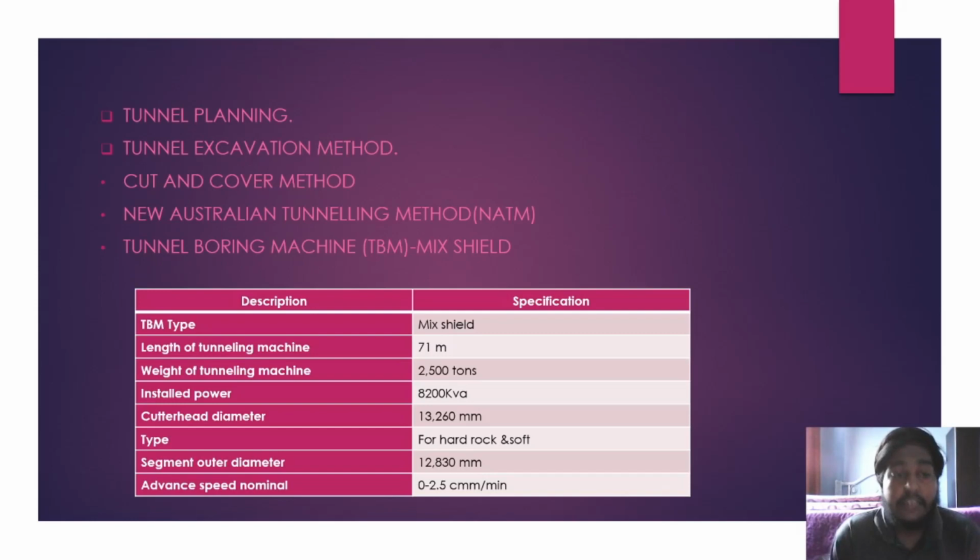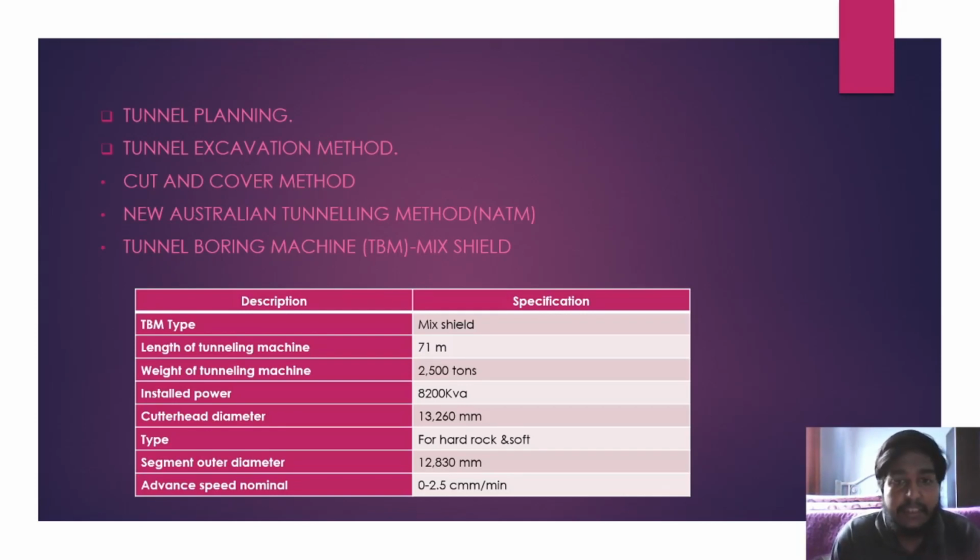For the tunneling, this TBM uses a slurry shield to ensure stability in front of the tunnel cutting face, following the mixed TBM specifications. Okay, first the type is mixed shield, which we use in this project, and the length of the tunneling machine is 71 meters and the weight of the tunneling machine is 2,500 tons, and the installed power used is 8,200 kVA, and the cutter head diameter is 13,260 millimeters, and this type of TBM is used for hard and soft rock.